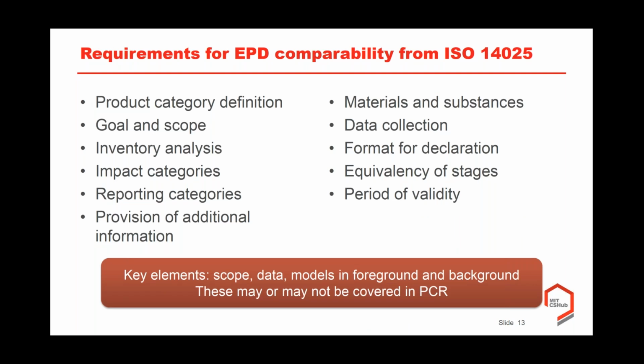Another thing to keep in mind when it comes to these comparisons is that there's a lot of things you have to check for if you're going to do comparisons among EPDs. This bulleted list that I'm showing right here comes from an ISO standard that's specifically geared towards how you calculate and report EPDs. And as you can see, there's 11 different items here. It says that you need to check before doing comparisons. And these elements are related to scope, data, and models that are used in both the foreground and the background.